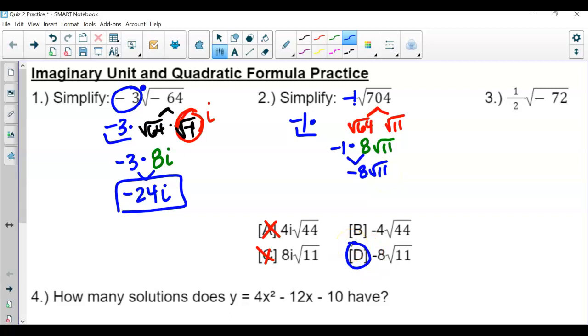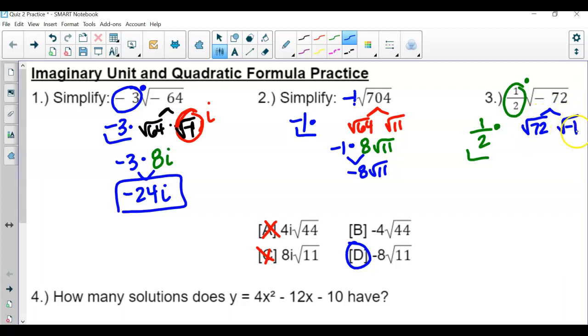Then the last one here, notice how we are breaking apart the square root of negative 72. Also notice we are multiplying by this fraction here, 1/2. So I'm going to write that on the side here to save for the end. So we're going to multiply by 1/2. Now notice that is a negative 72 that we're finding the square root of. So we do need that value to be positive.